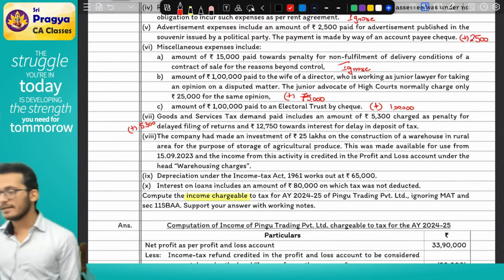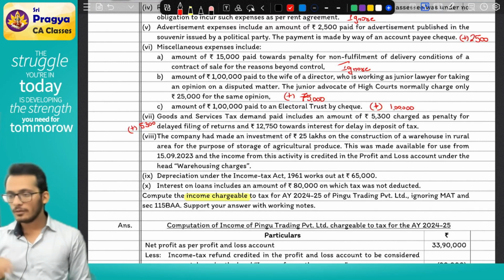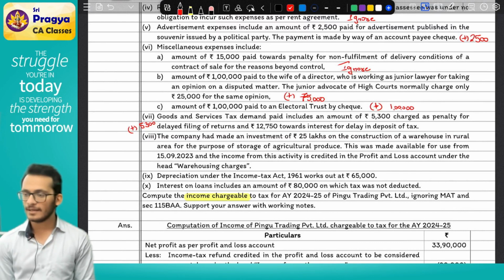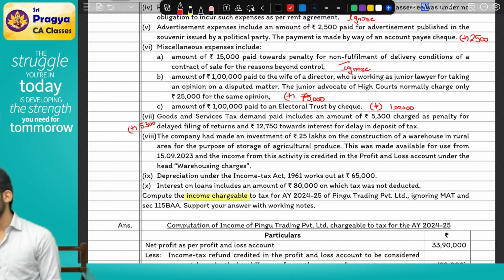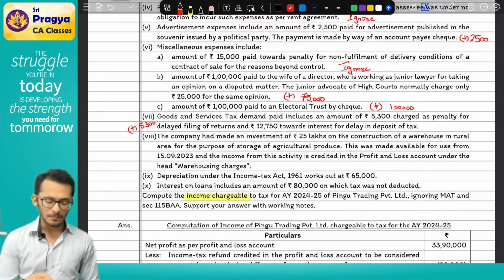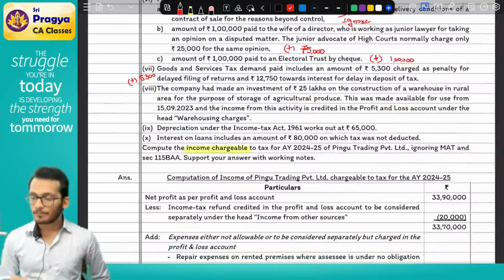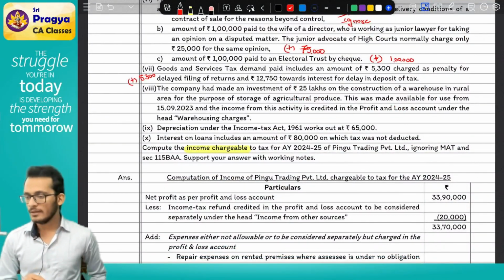You either treat it as specified business or you move it to HP. See, indirectly they'll give you hints. Be very careful. This is a classic case of going to specified business. Which means depreciation, you will disallow 71,500, you will allow 65,000. Yes or no? Can we go forward?